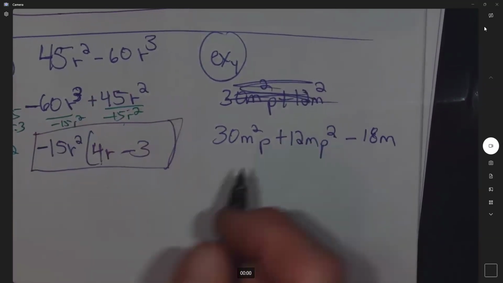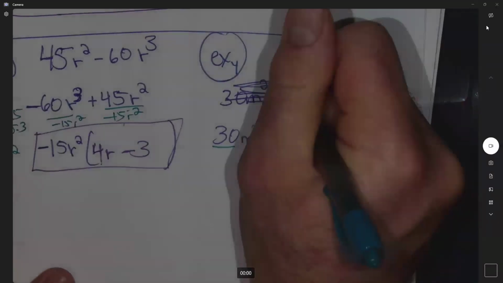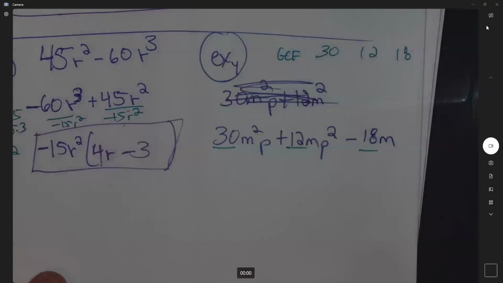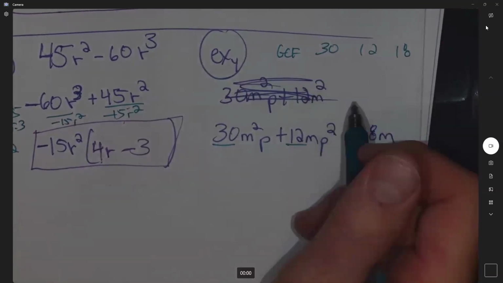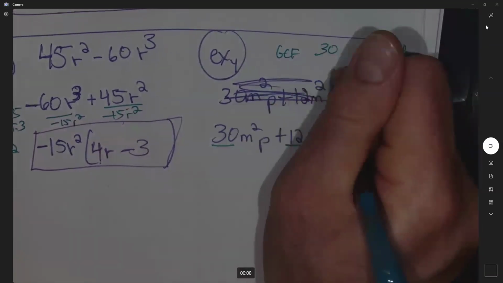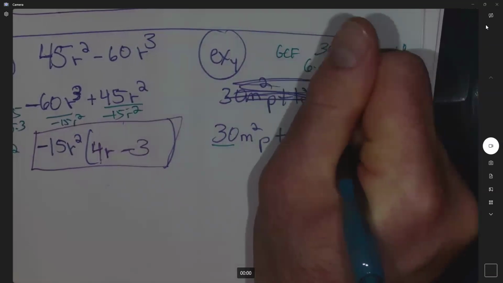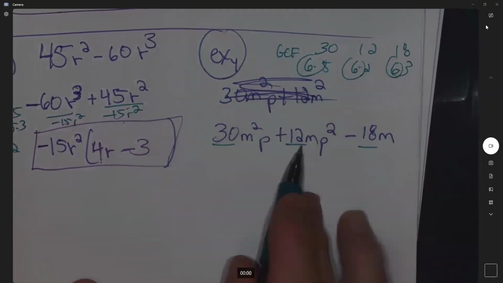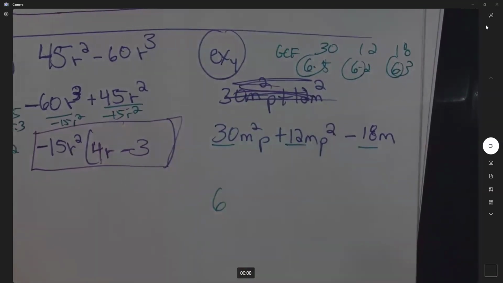In terms of the numbers, I'm looking at the 30, the 12, and the 18 for my greatest common factor. I know a number that will go into all of those. 12 won't go into them, and 18 obviously wouldn't, but I do believe 6 will: 6 by 2, 6 by 3, and 6 by 5. 6 is my greatest common factor of those three terms, so I will have that as part of my GCF.